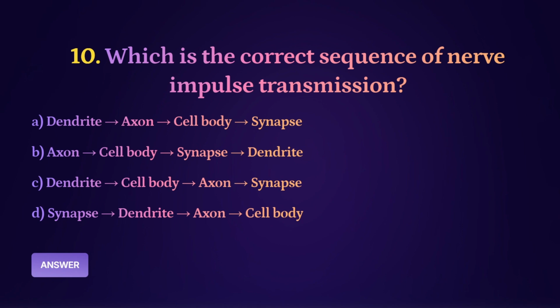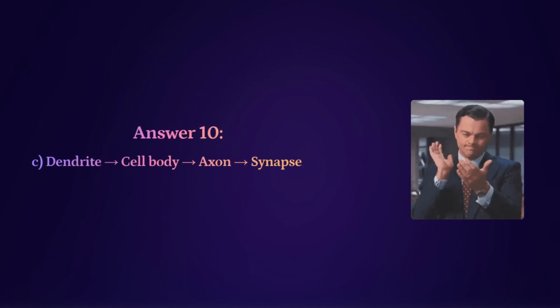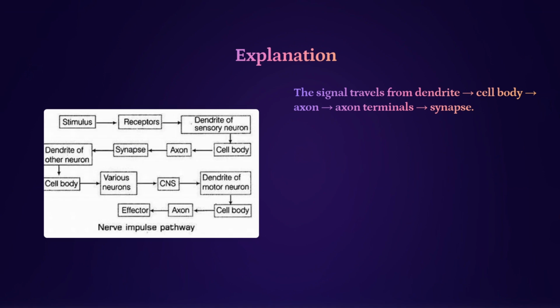So just remember the structure of the neuron and you will get the answer right. The correct answer is option C, that it starts from dendrite, then goes to the cell body, axon and finally synapse. So the signal travels from dendrite, cell body, axon terminals and then to the synapse, and the picture shows the complete flow chart.